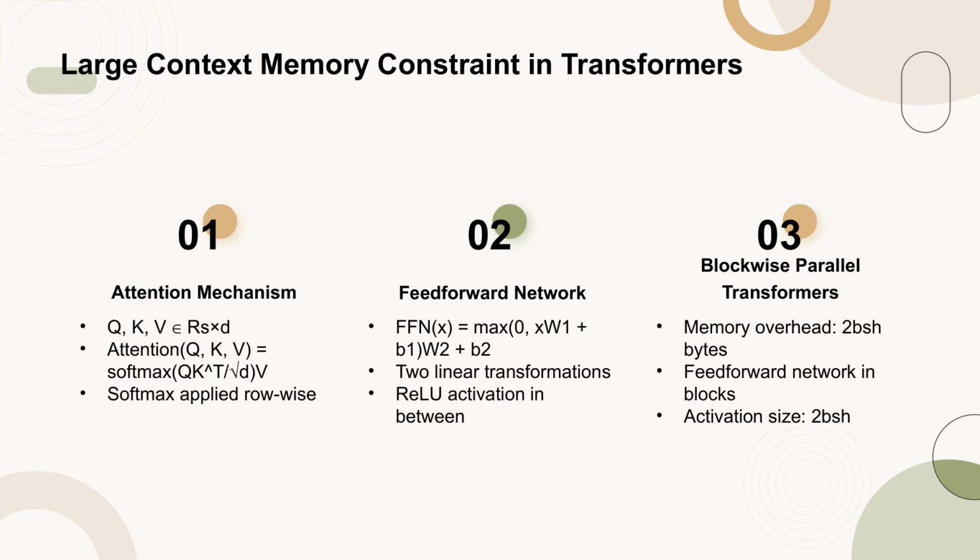The attention mechanism in transformers involves computing the attention matrix using queries Q, keys K, and values V. This is done through a softmax function applied row-wise to the scaled dot product of Q and K, followed by a multiplication with V. Each self-attention sublayer is accompanied by a feed-forward network, which consists of two linear transformations with a ReLU activation in between. Recent advancements, such as blockwise parallel transformers, BPT, have significantly reduced memory usage by computing attention in a blockwise manner. This approach limits the maximum activation size of the feed-forward network, contributing to more efficient memory management in transformers.